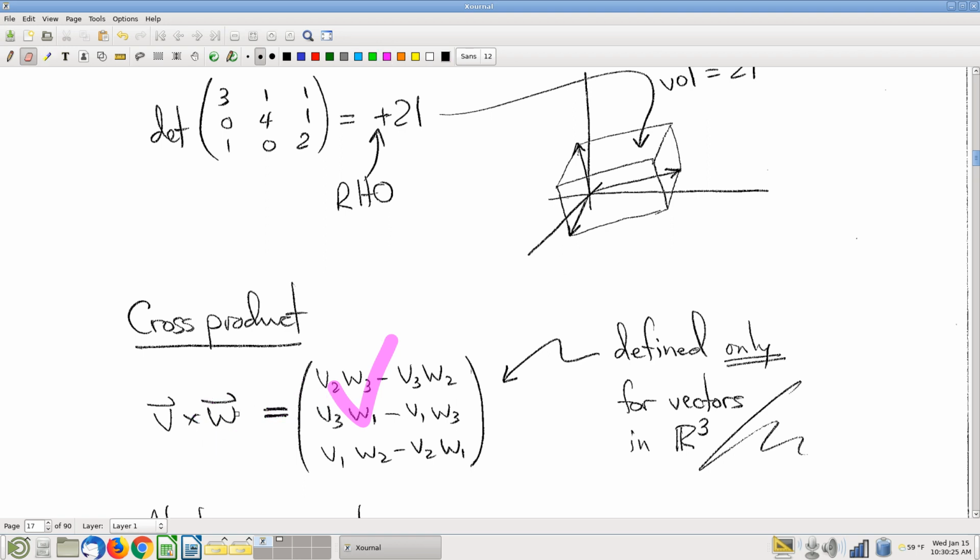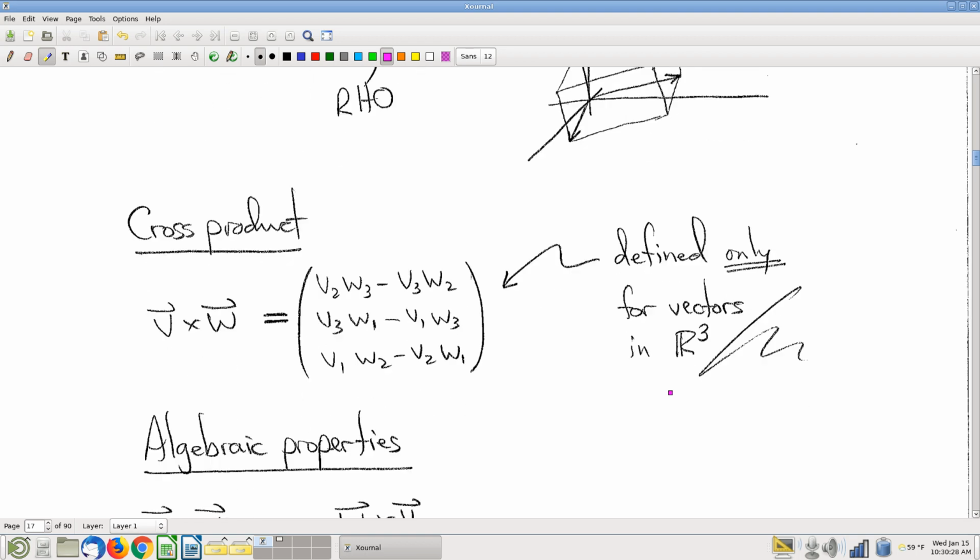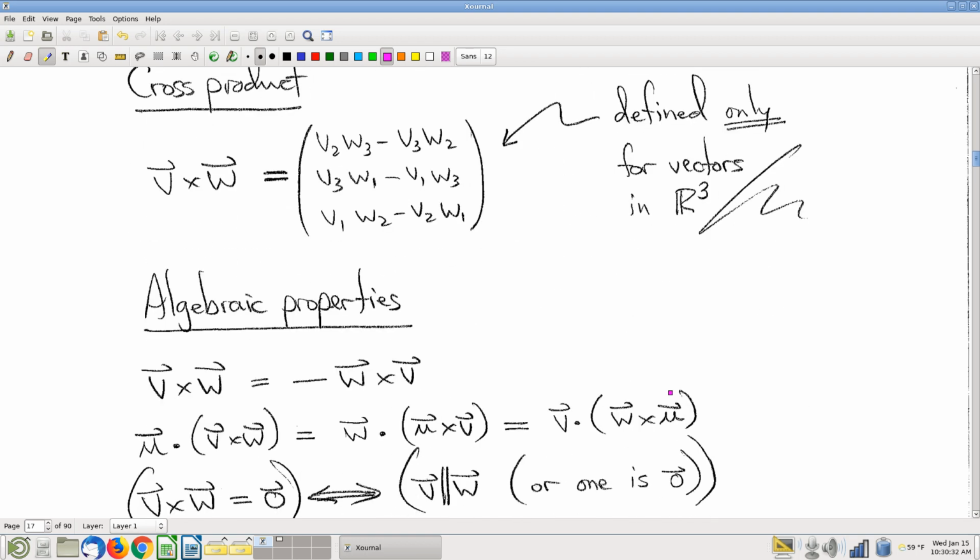Okay, that was an asterisk. Okay, so we have a formula. Given a formula, we can start writing down algebraic properties. This is where most people kind of like their eyes glaze over. Yeah, of course. I yawn, right?